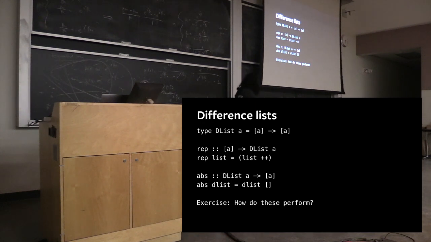So, given a list of A's, how do we convert it into a difference list? A representation of a list is going to be the function which prepends our list to whatever list we give it. And in order to get our list back out, we're going to apply the function to an empty list. So, as an exercise, how do these perform? There's really no work happening here, so these are actually constant time.